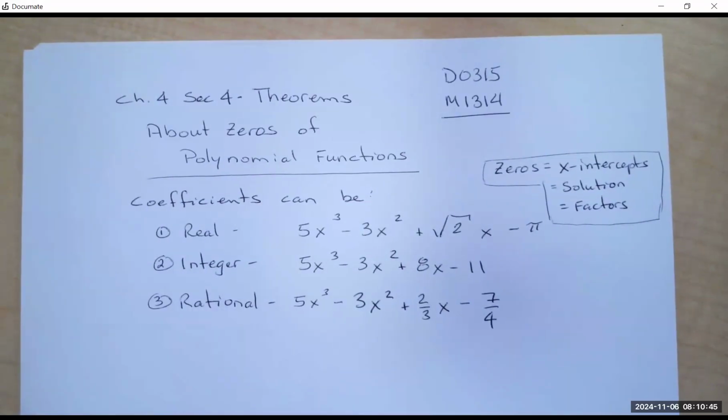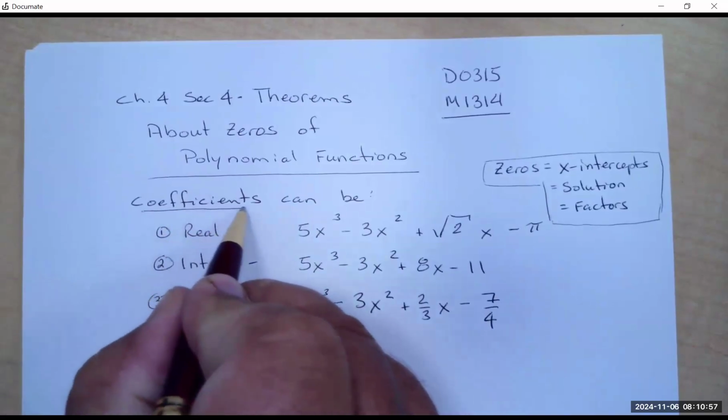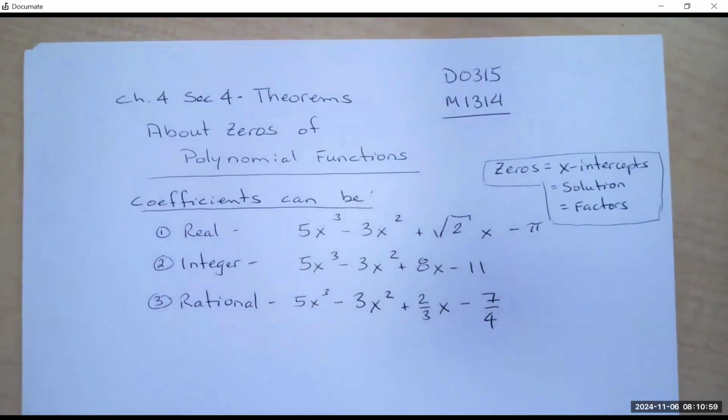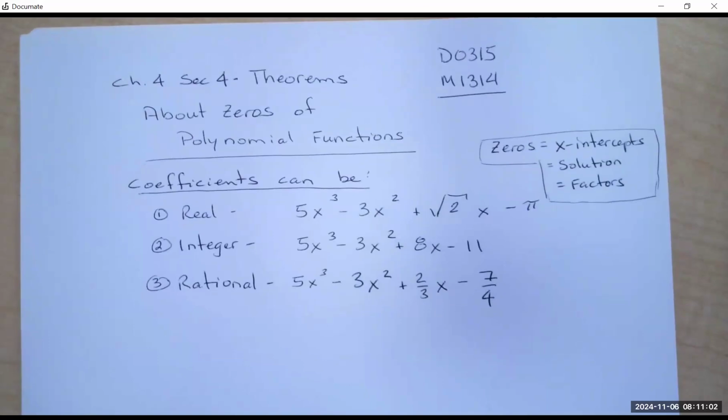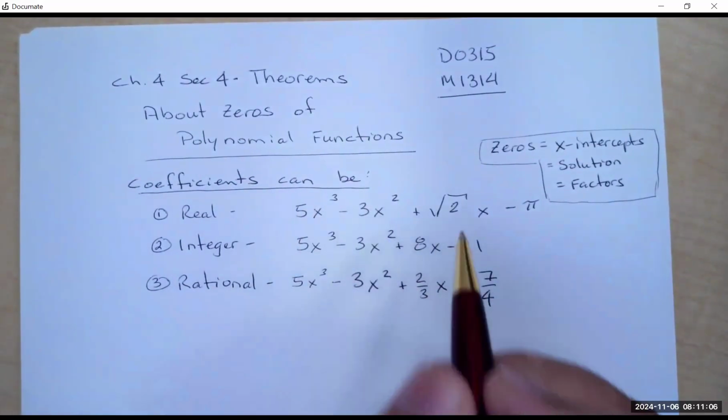That's what this chapter talks about. At the end of this section, you'll be able to take any polynomial, any size, any degree, and solve it. That's all based on the coefficients. The coefficients are the numbers in front of the variables.